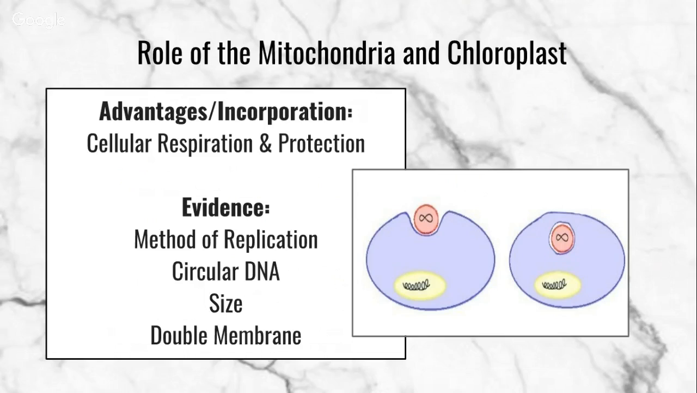All of these organelles and the prokaryotes replicate by binary fission, and they all contain circular DNA. The next piece of evidence is size: they all range from 1 to 10 microns in diameter. And lastly, they all have a double membrane.